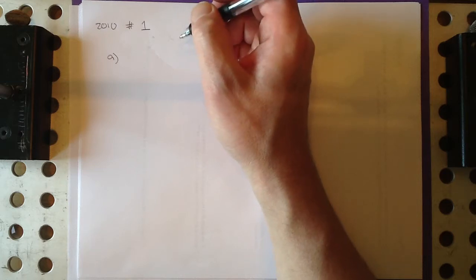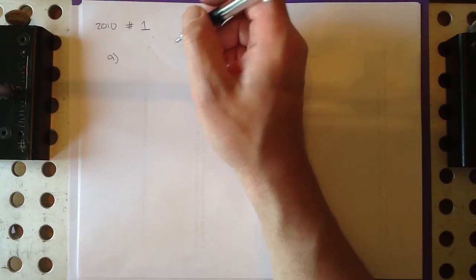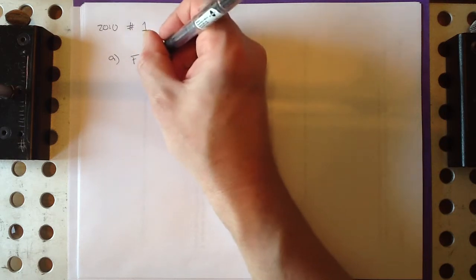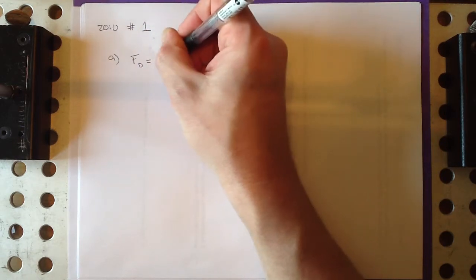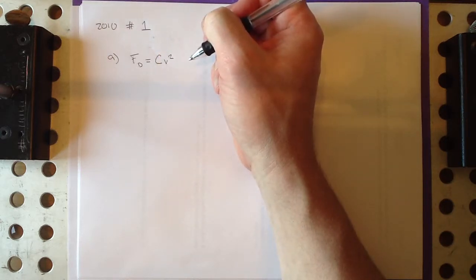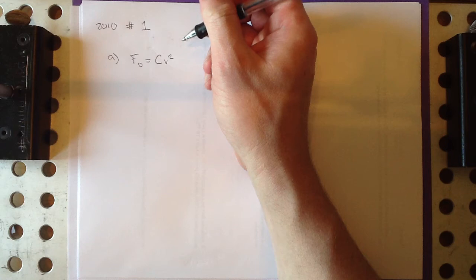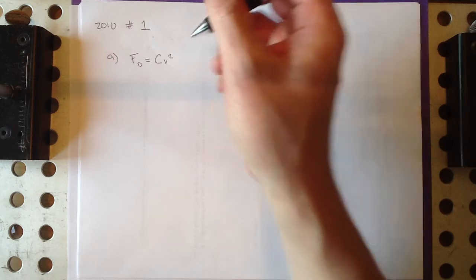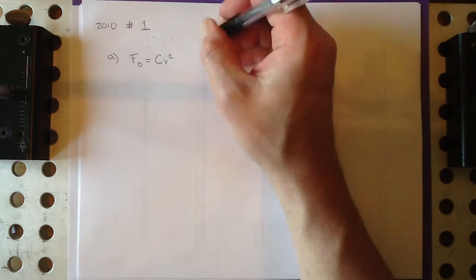So in part A, the students suspect that the drag force F sub D is proportional to some constant c times the velocity squared, where c is a constant. Using this relationship, derive an expression relating the terminal speed v sub T to the mass m. Well, we've seen that before.